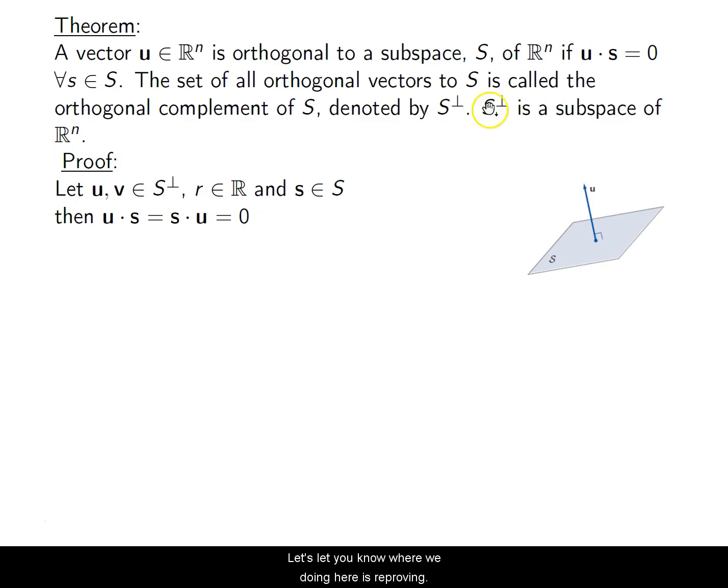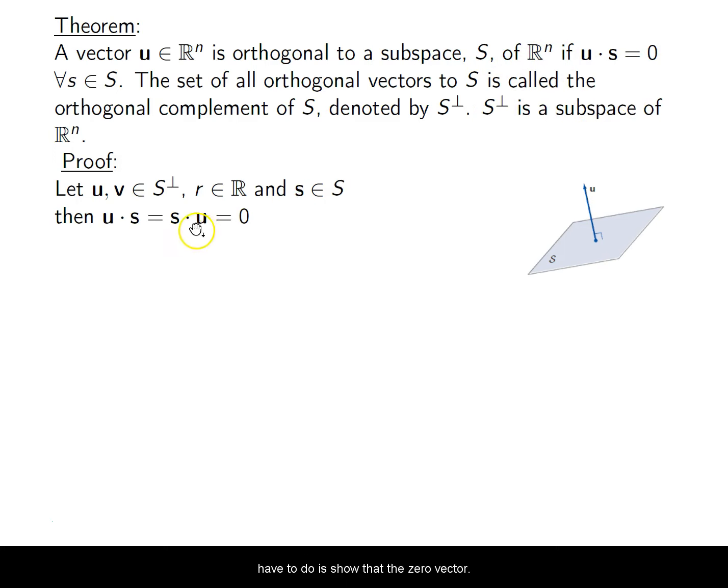So just to let you know, what we're doing here is we're proving that the orthogonal complement is a subspace. We already know that S is a subspace. We know that the collection of vectors in the orthogonal complement have a dot product of 0 with all of the things in S. So what we need to do is show that the complement of S is a subspace.